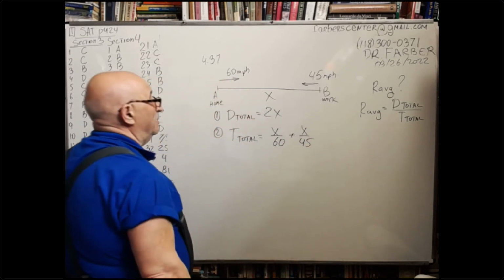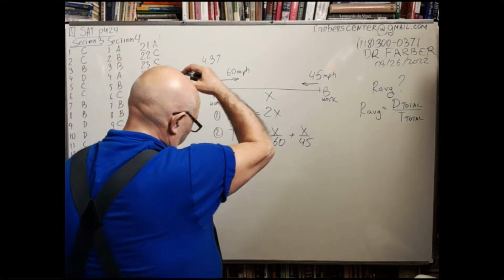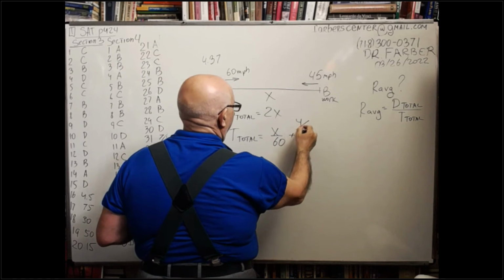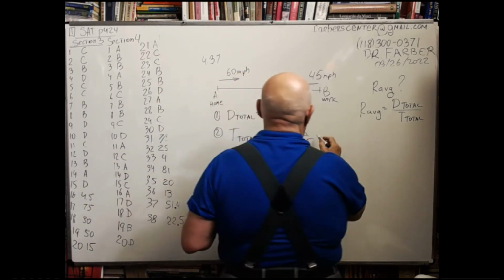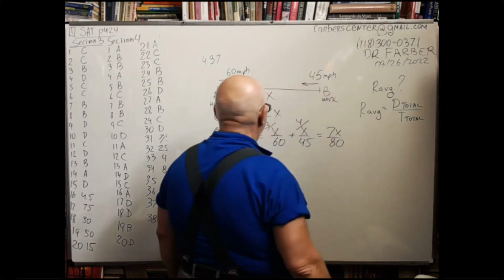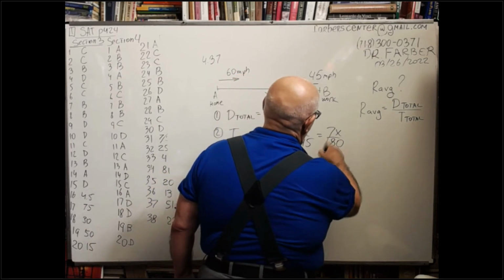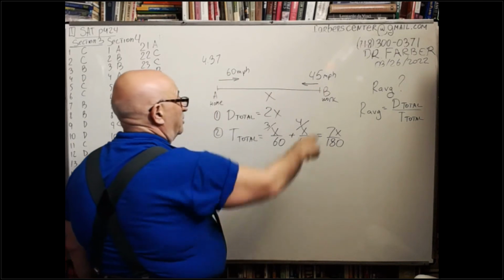So far so good. If you add them up, the common denominator is 180, right? 4 and 3. Then we have 7x over 180. This is the total time. Now plug into this formula.